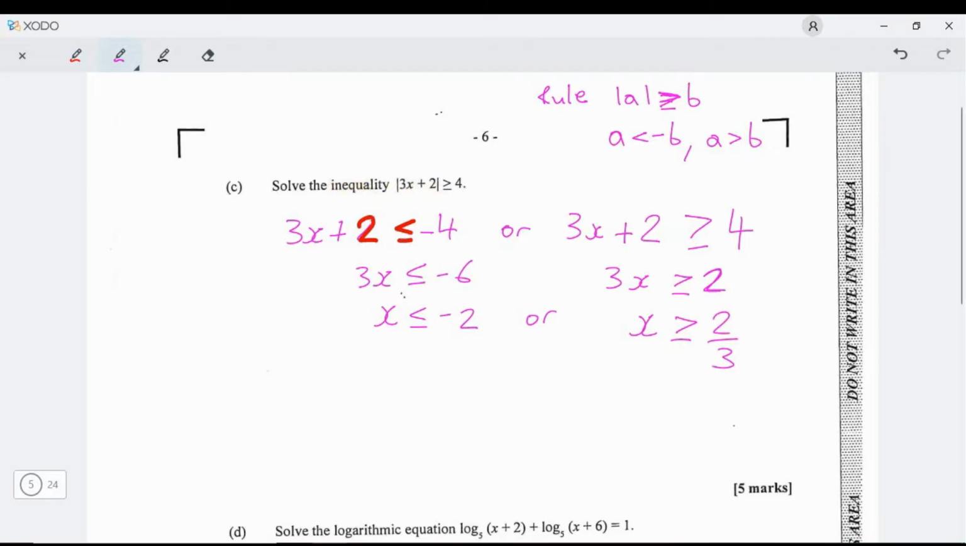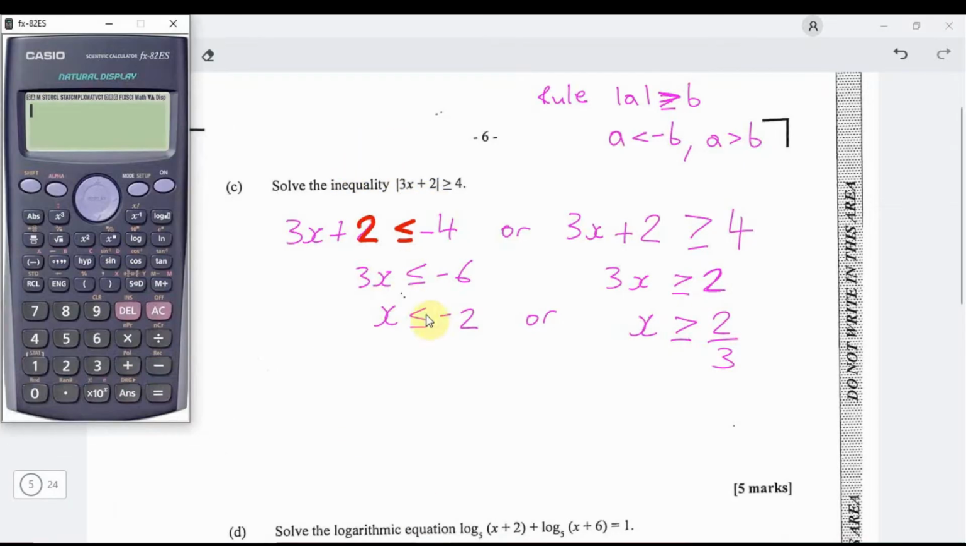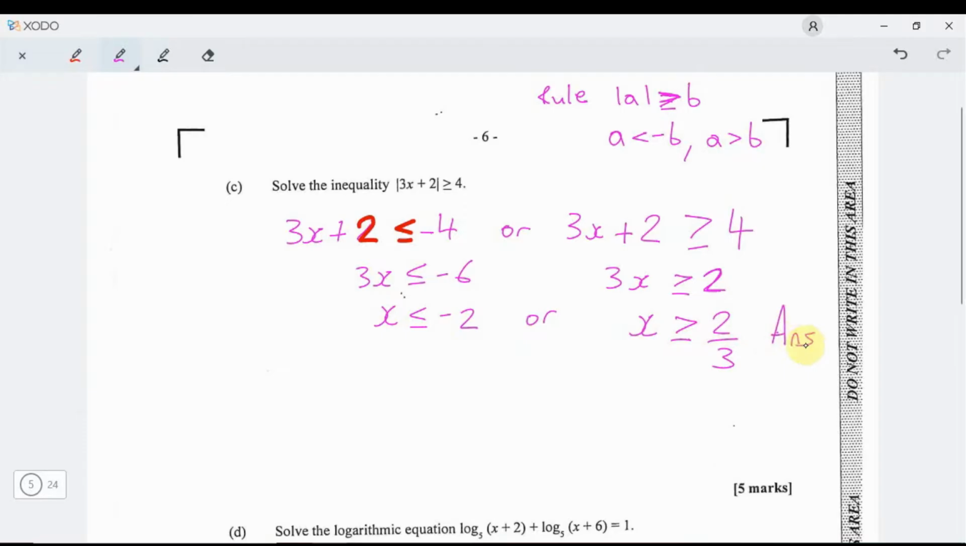Now always test it. Always do what? Test it. So put in a number less than negative 2 to see if any portion is not valid. So 3 times, maybe let's go with negative 3, plus 2. That is negative 7. When you take its modulus, that would be bigger than 4. So notice, yes, that is true. Put in a number bigger than 2 over 3. So let's use 1. 3 times 1 plus 2 is 5. That's of course bigger than 4. So notice both sides are true. So this is our answer. Easy 5 marks. I don't know why this is 5. Easy 5 marks. There's nothing to it.